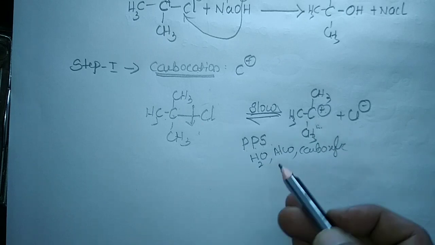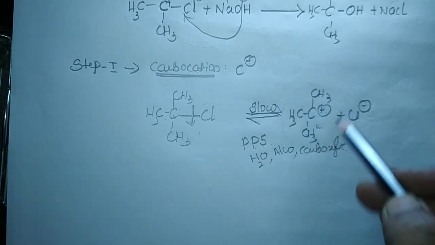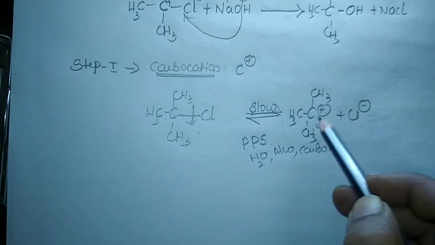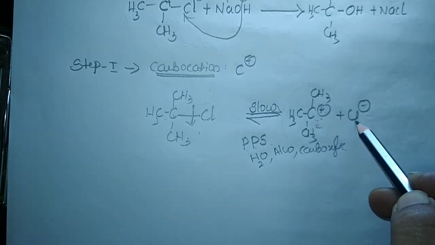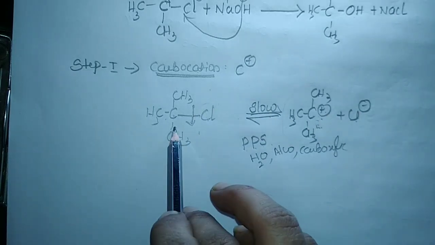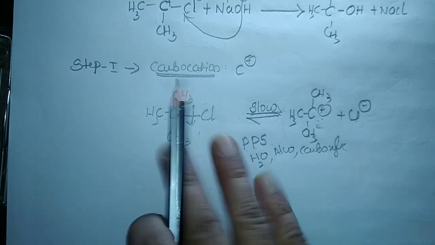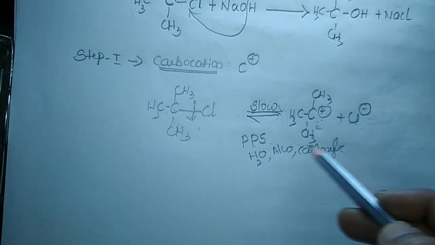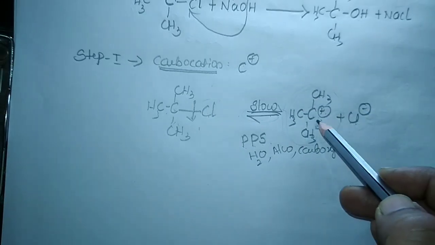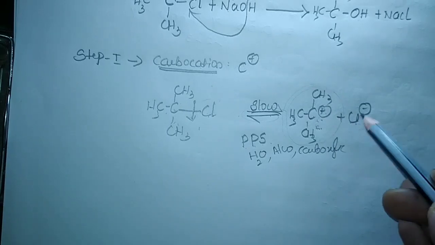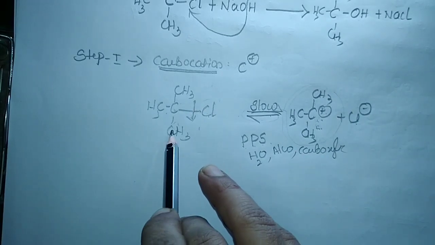Okay, so what happens, since this carbocation is formed, the reaction is reversible here. Once this is formed, it can again combine with a chloride ion and can give back the tertiary butyl chloride very easily. This is reversible. So for that reason, this needs to be very stable.